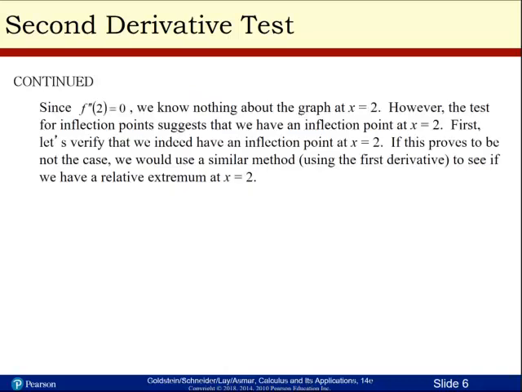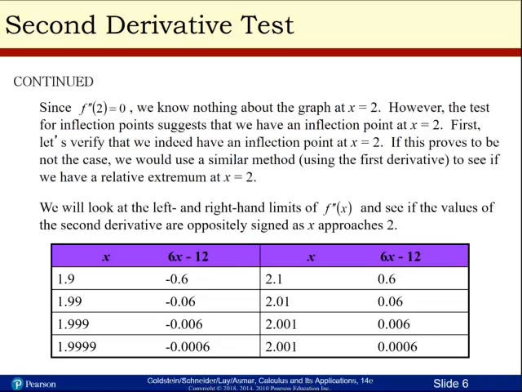So looking at that second derivative at x equals 2, we know that it equals 0. Now, we don't know anything about the graph at x equals 2. However, the test for inflection points suggests that we have an inflection point at x equals 2. First, let's verify indeed we have an inflection point at x equals 2. If this proves to be not the case, we're going to use a similar method using the first derivative to see if we have a relative extremum at x equals 2. We're going to look at the left and right-hand limits of f double prime of x and see if the values of the second derivative are oppositely signed as x approaches 2.